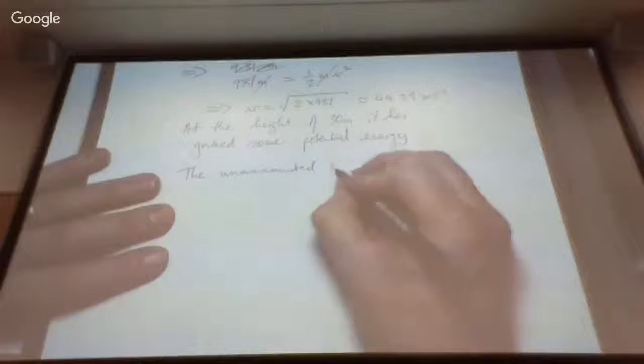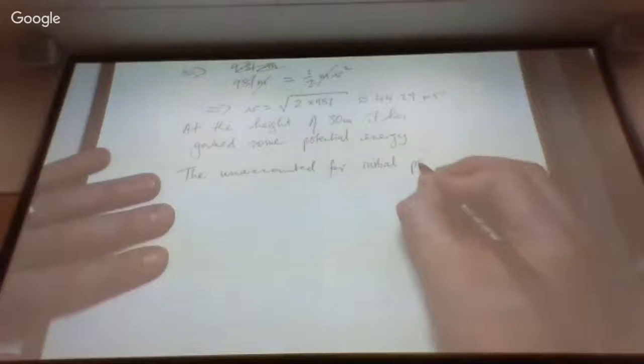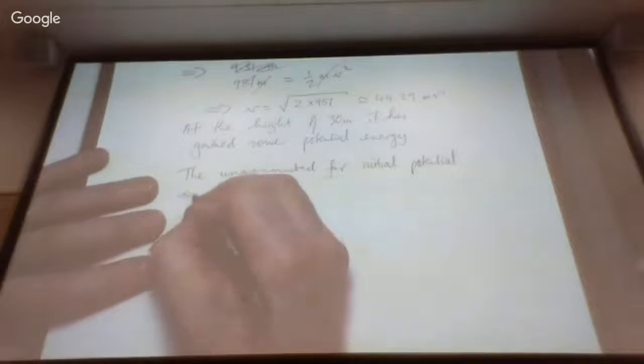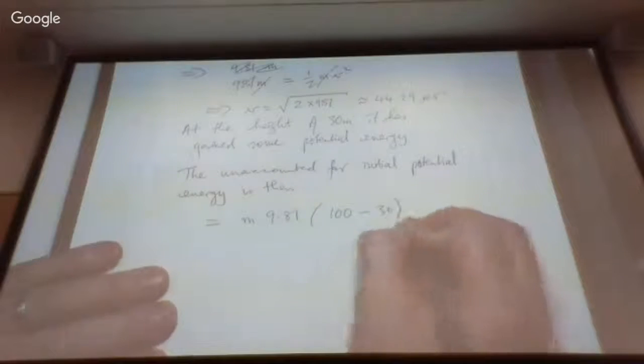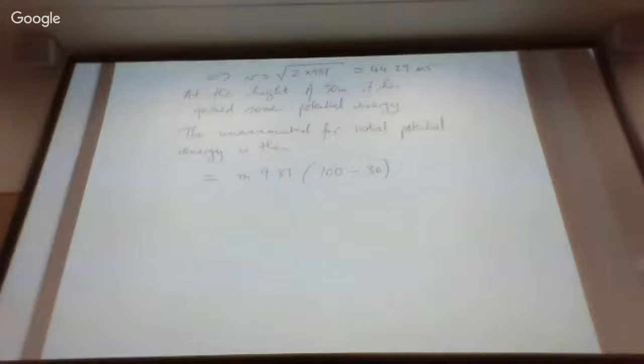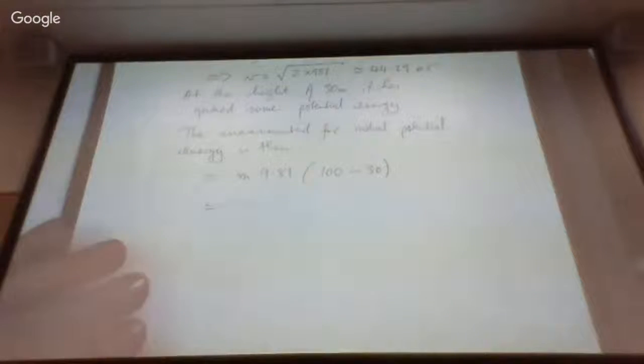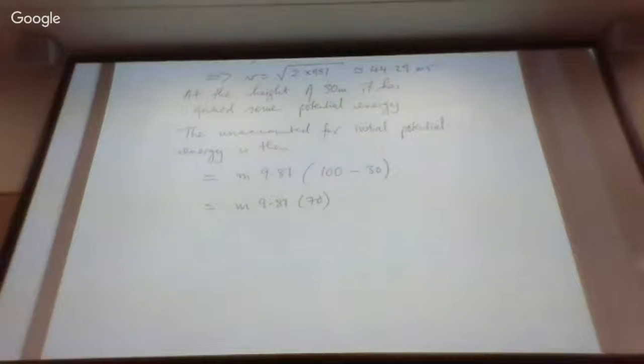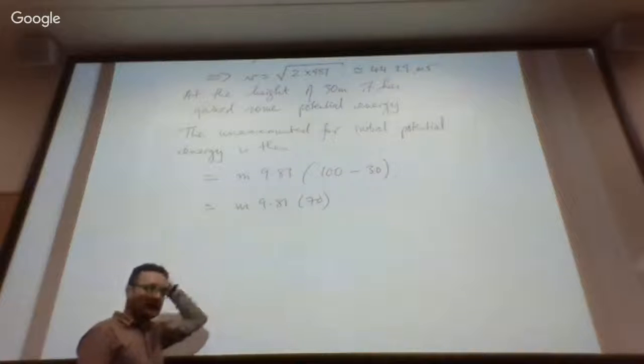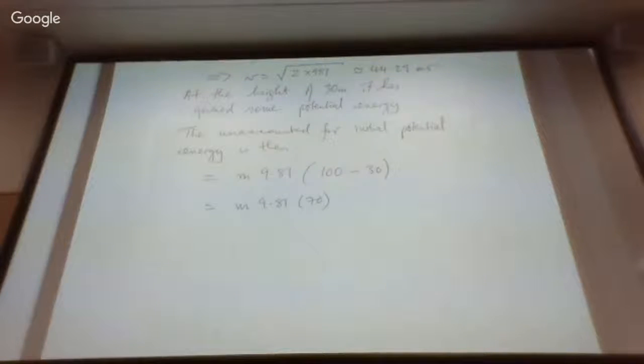Okay, so the unaccounted for initial potential energy: when it gets back to a height of 30 meters, it's recovered some of its initial potential energy. But the amount of initial potential energy that's unaccounted for, which is where all this is coming from, is equal to the mass times 9.81 times the difference in height, so times 70 meters. So this is 70 times 9.81 times the mass. So all of this potential energy must be embodied in the kinetic energy that it has when it gets to the top of that 30-meter height.